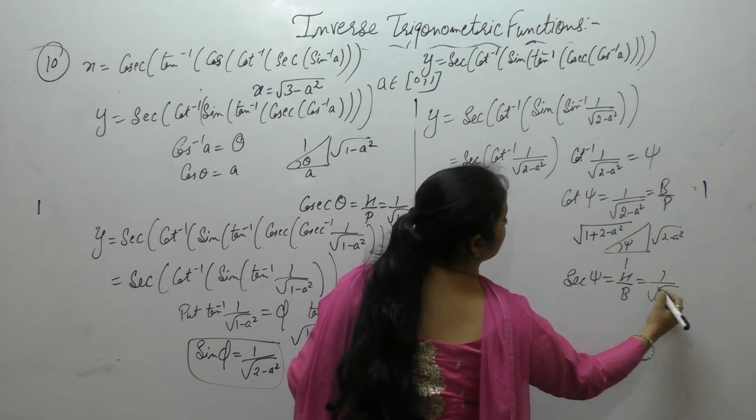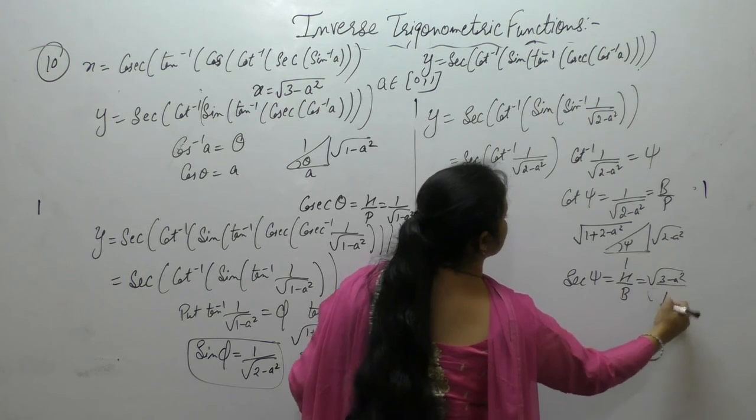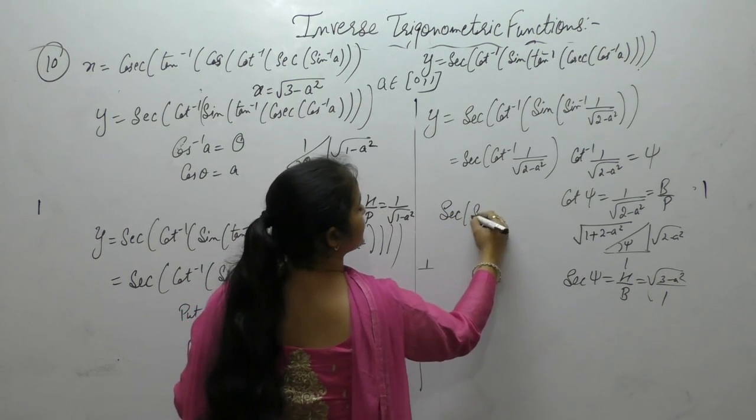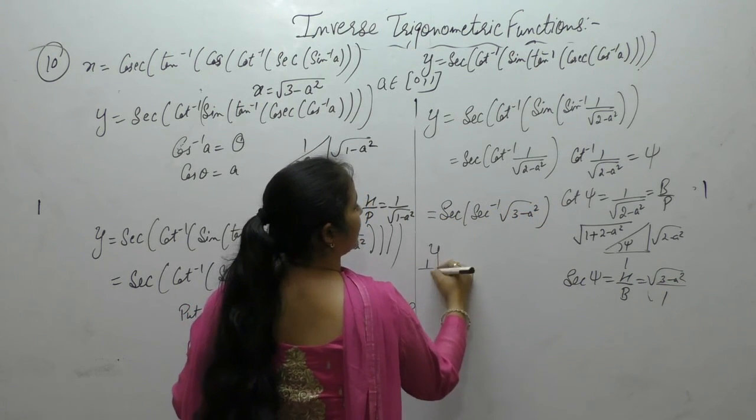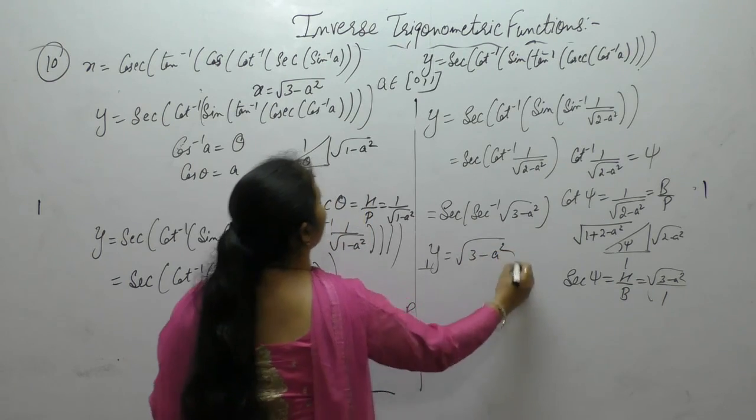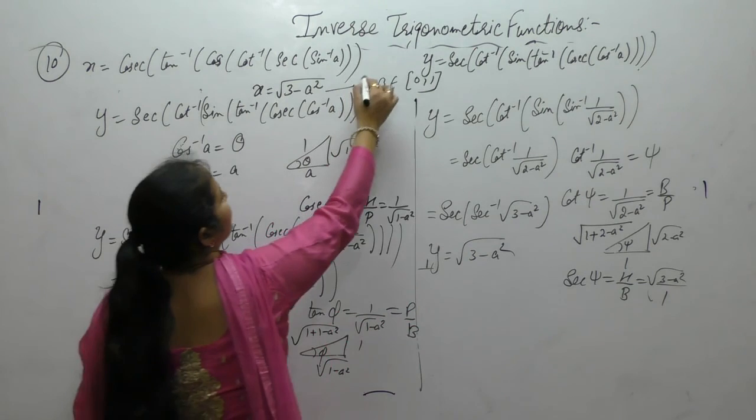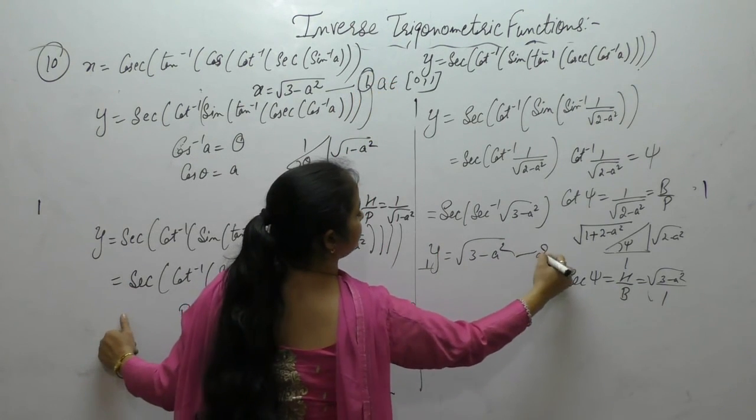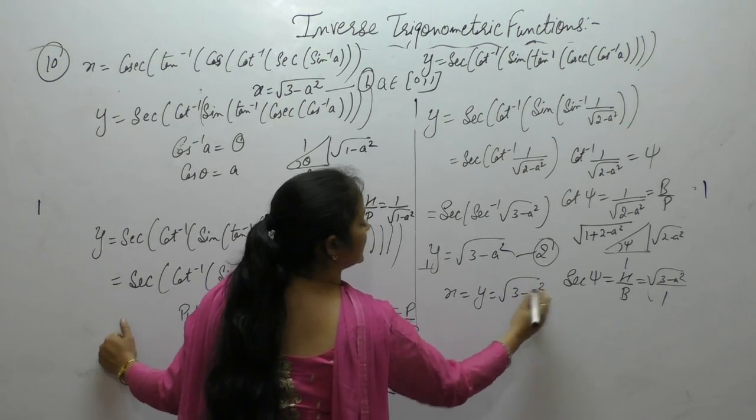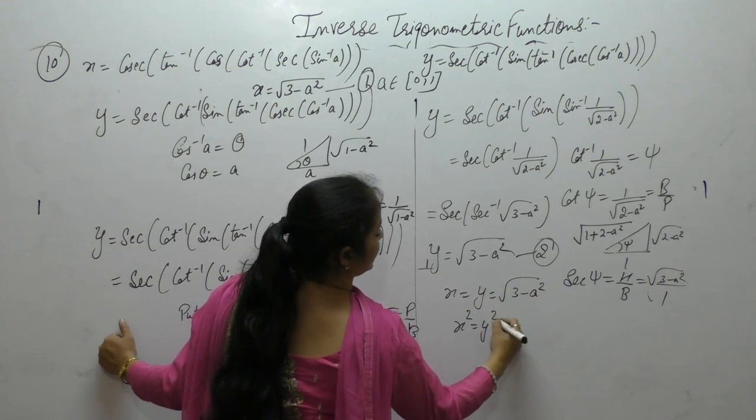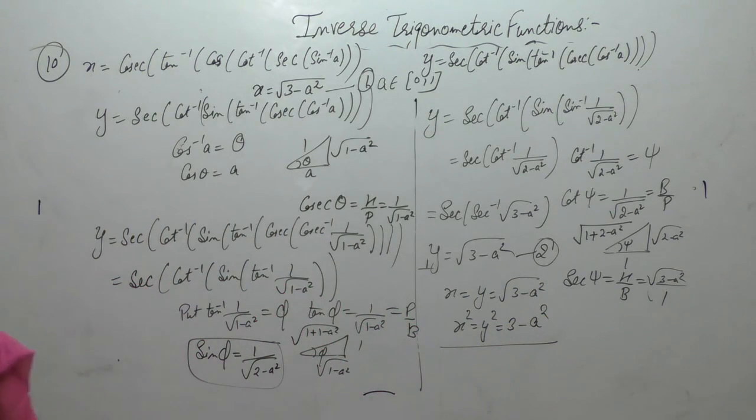Base is 1, H is root 3 minus A square. So sec inverse root 3 minus A square. So we get y as root 3 minus A square and x as root 3 minus A square. So what we get? X is equal to y is equal to this. Squaring both sides, x square is equal to y square is equal to 3 minus A square.